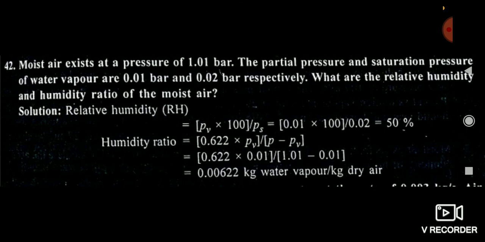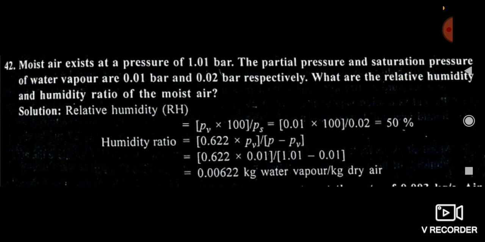Now friends, you see another question. It is also a very easy question. I think all of you will be able to solve it. Here the moist air exists at 1.01 bar pressure, and the partial pressure and saturation pressure of water vapor are given, that is 0.01 bar and 0.02 bar. Means partial pressure and saturation pressure are given, and it is asking about the relative humidity.